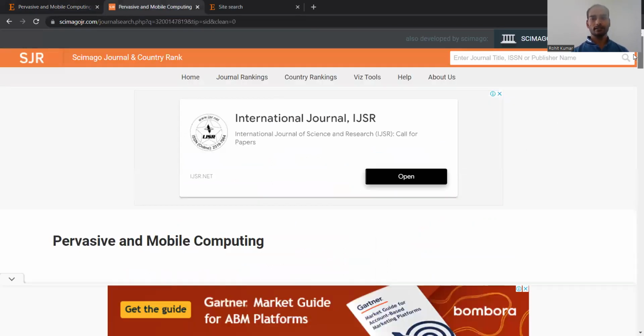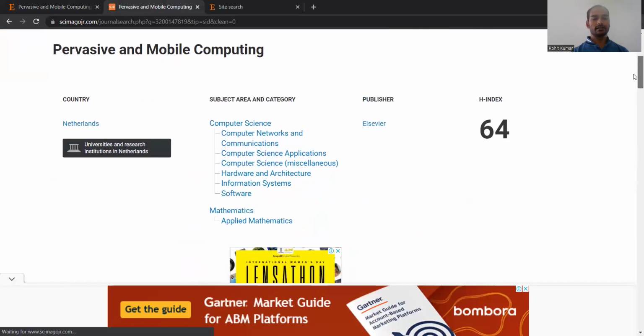We have already seen that it's an SCI journal. The second important thing is whether it is Q1 or not, so based on the Q ranking you can also decide. And the third thing is the impact factor. The H index is average.